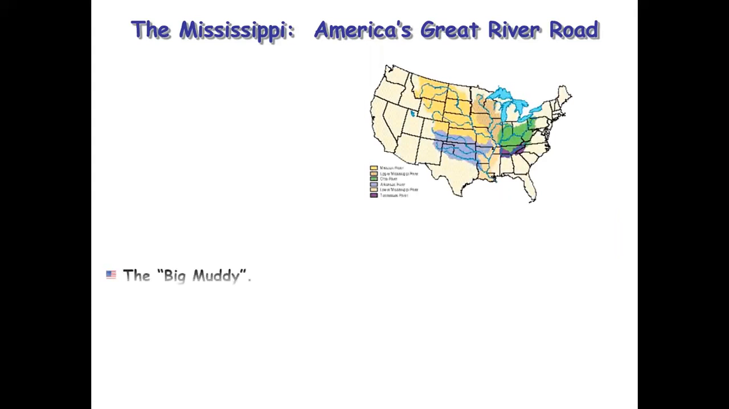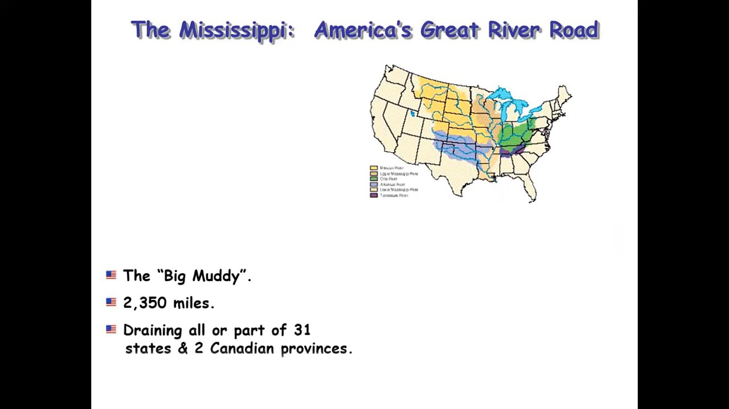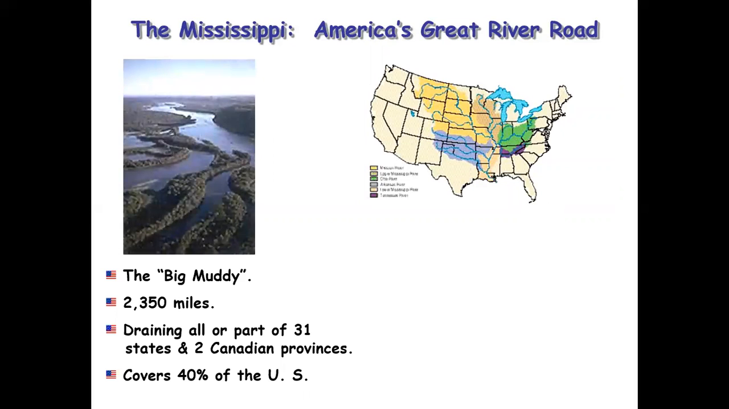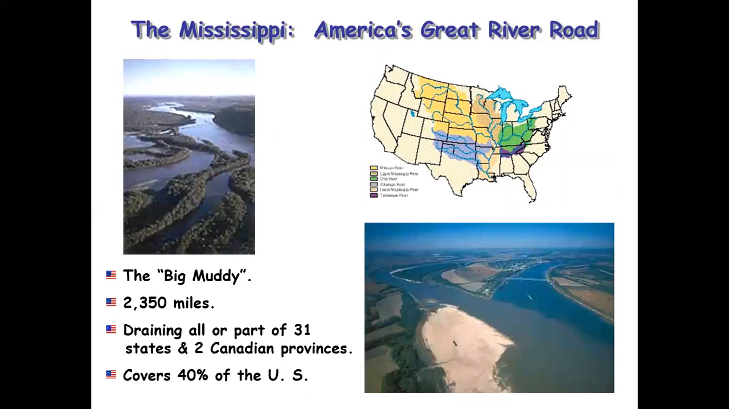Now, the Mississippi River. It is known as the Big Muddy. It is over 2,300 miles long, and it's draining like part of 31 states and 2 Canadian provinces. It flows into the Gulf of Mexico. It's pulling water from a massive amount of territory and flowing into the Gulf. It has effect on about 40% of the United States' land. It affects about 40% of the land's water table in some fashion.